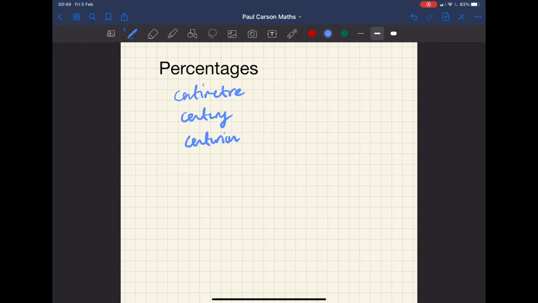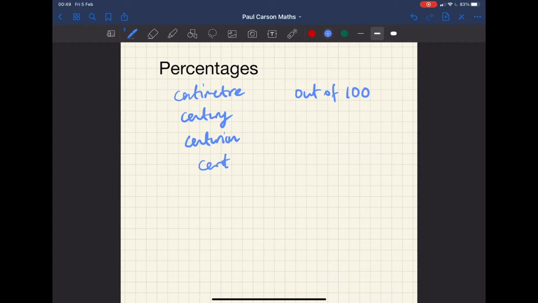So cent means 100, and they all mean 100 things. So 100 centimetres in a metre, 100 years in a century, 100 centurions in an army division. And another one is the word cent, as in dollars and cents. How many cents are there in a dollar or a euro? 100, because cent means 100. So percent means out of 100. So that's all that a percentage is. It's just a measure out of 100.